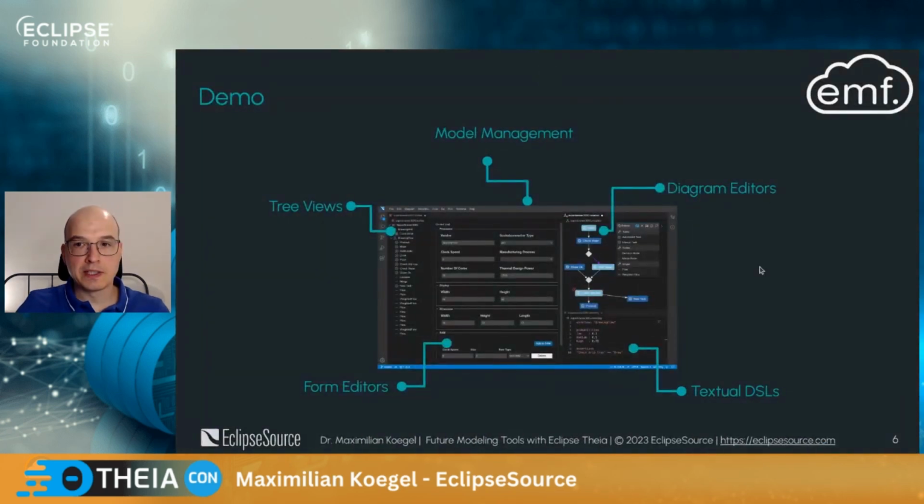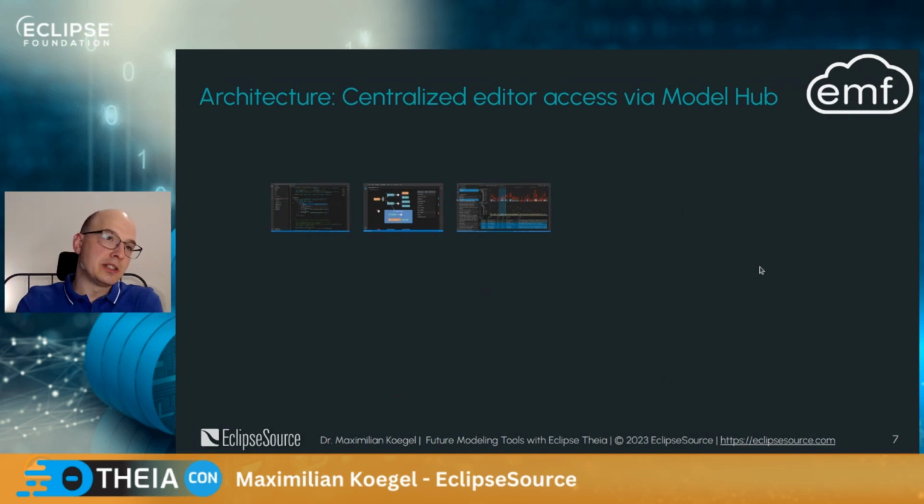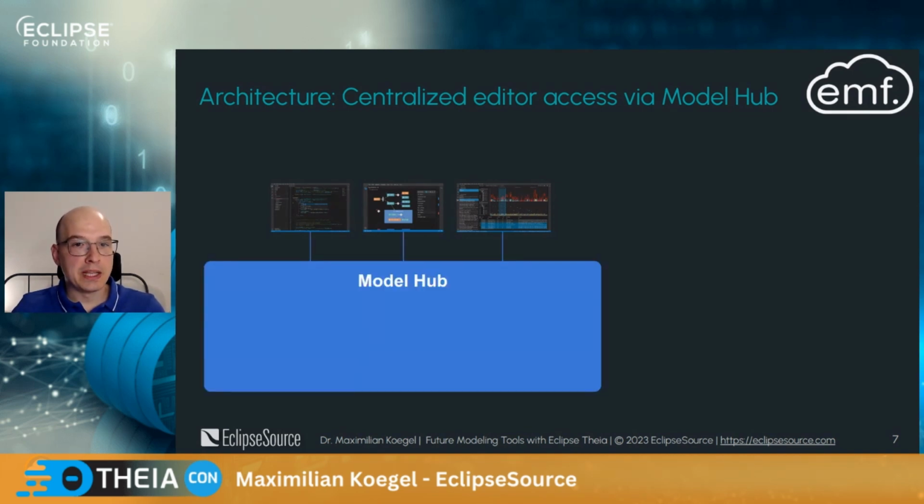So how does that work now? Because the architecture is a little bit different for that second line of components. So what we changed, or what we just saw, is that we have a centralized editor access via something that we call a model hub. So all the three editors that we have seen connect to a model hub.